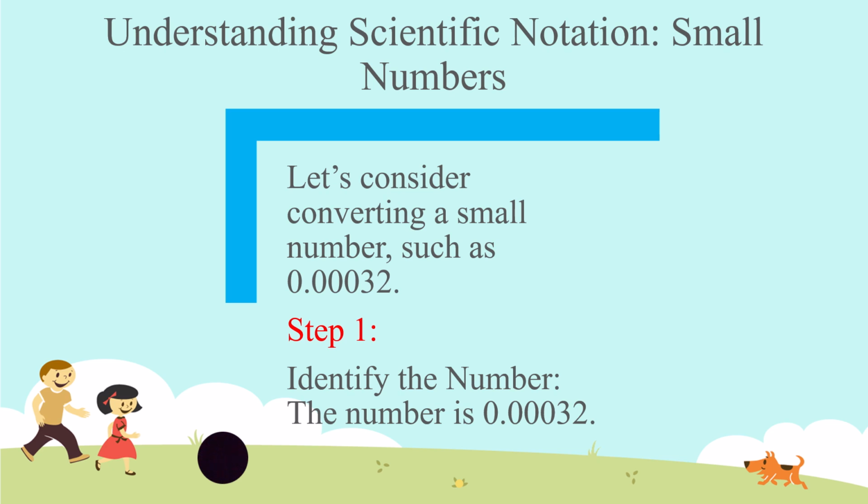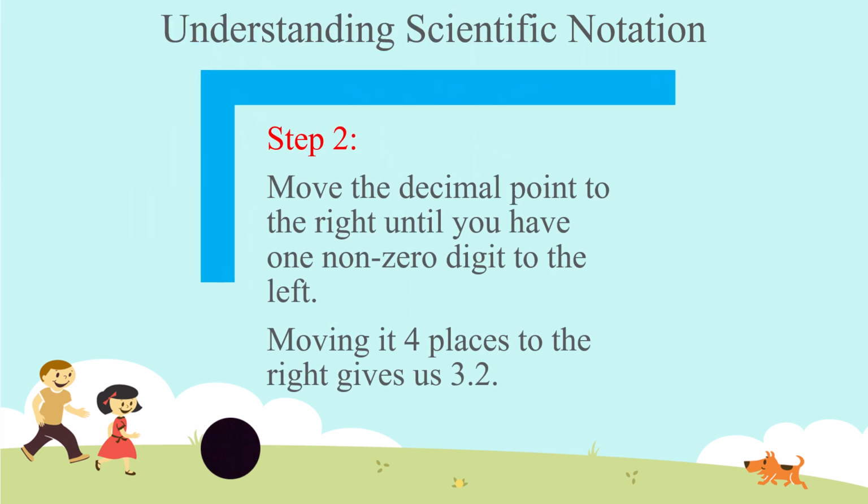Understanding scientific notation, small numbers. Let's consider converting a small number such as 0.00032. Step 1. Identify the number. The number is 0.00032. Step 2. Move the decimal point to the right until you have the non-zero digit to the left. Moving it 4 places to the right gives us 3.2.